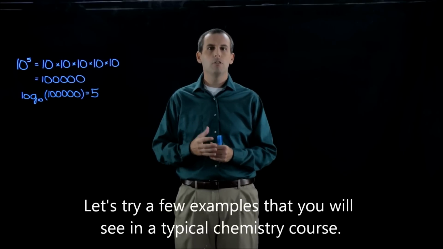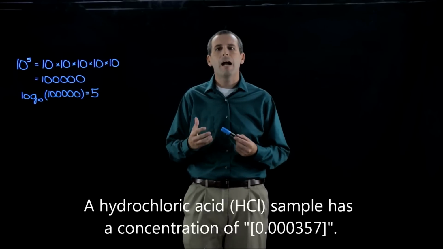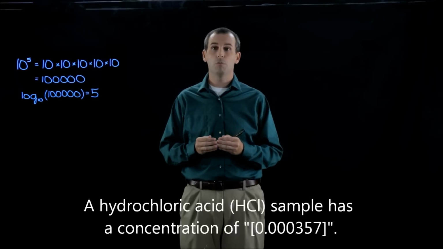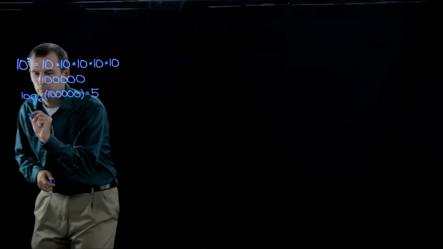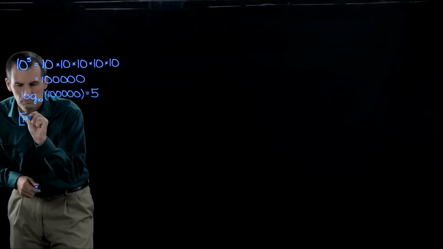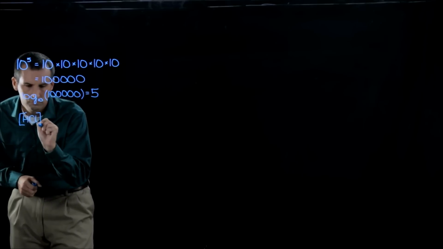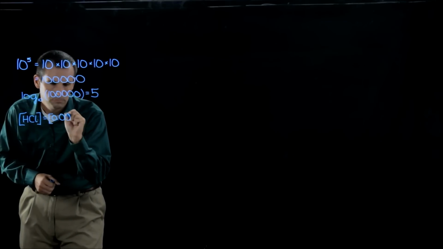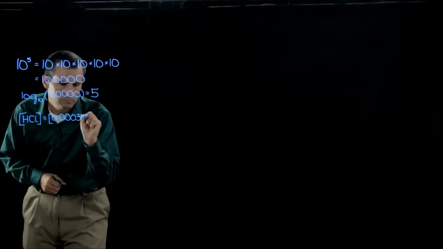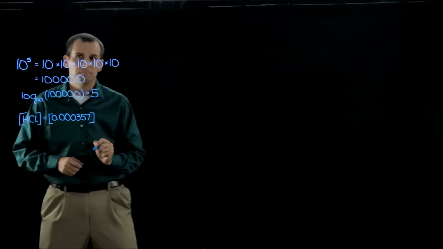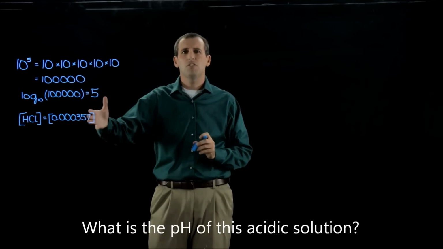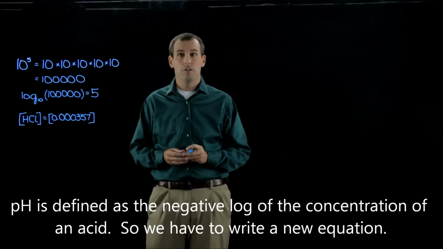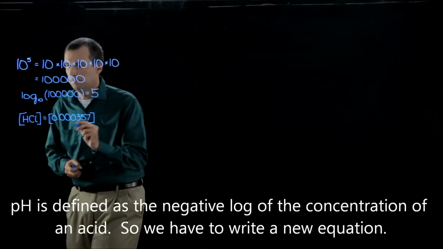Let's try a few examples that you will see in a typical chemistry course. A hydrochloric acid sample has a concentration of 0.000357. What is the pH of this acidic solution? pH is defined as the negative log of the concentration of an acid. So we have to write a new equation.